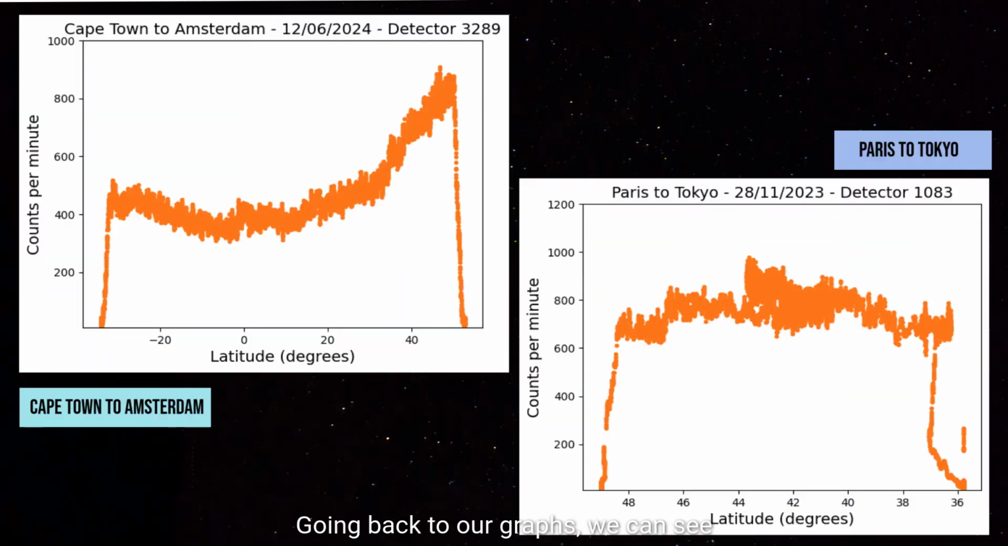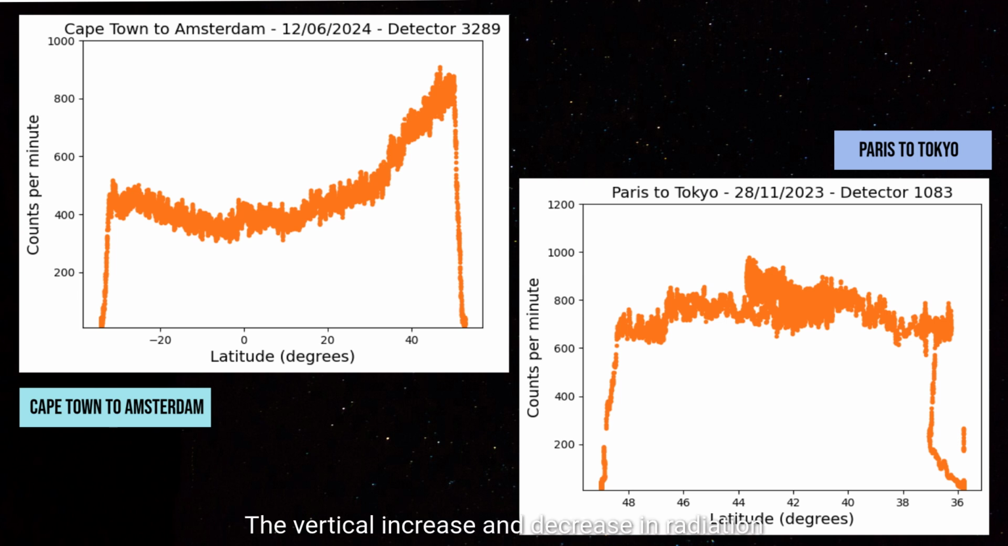Going back to our graphs, we can see this effect. The first plot, which crosses the equator, exhibits a decrease in radiation around 0 degrees latitude. Comparing this to the second graph, which does not cross the equator, there is no apparent dip in the radiation levels. Rather, the average level remains fairly constant.